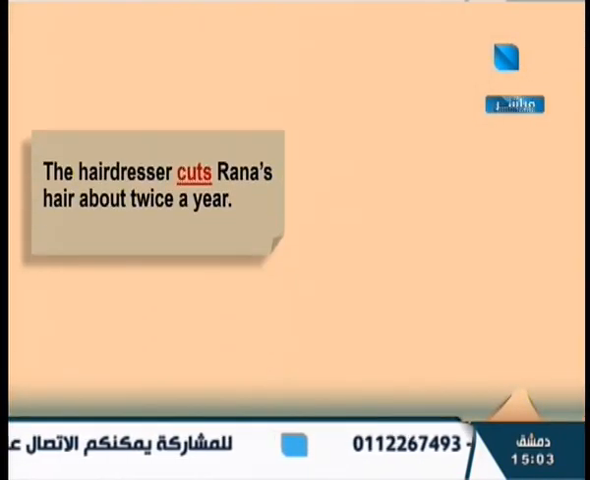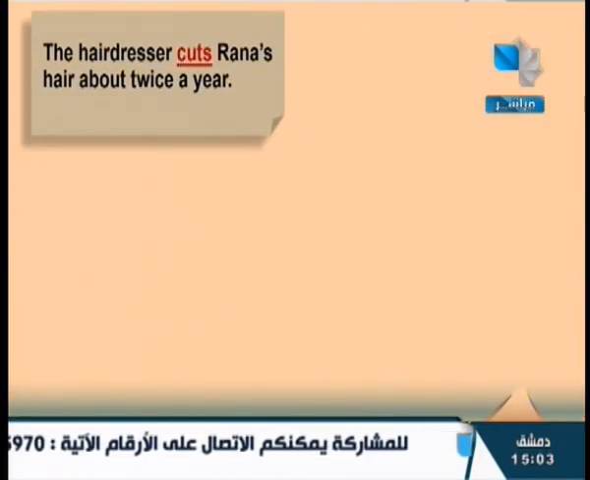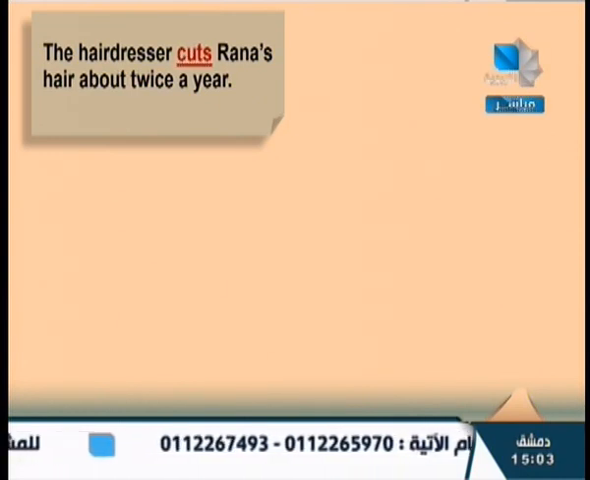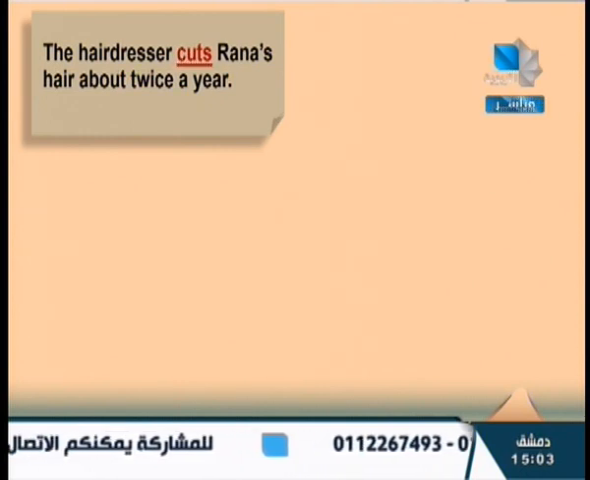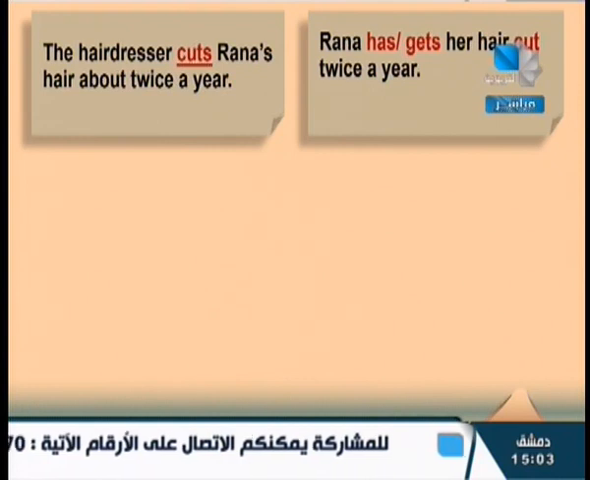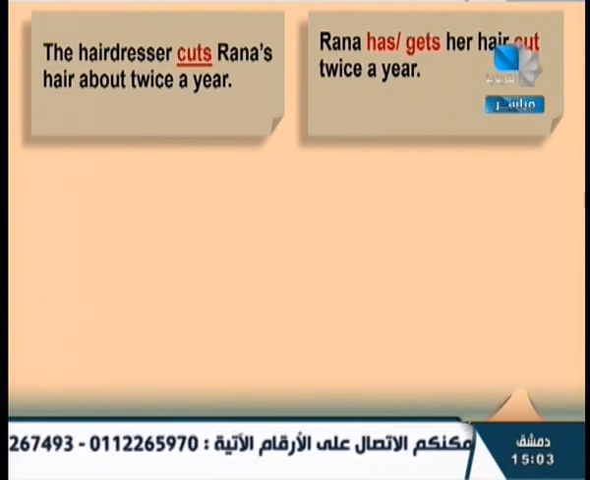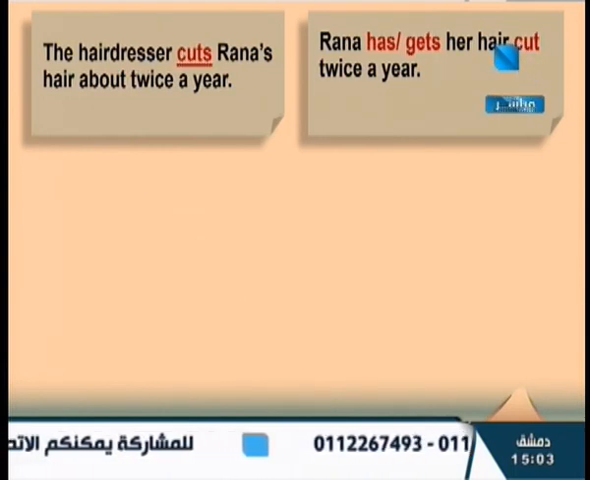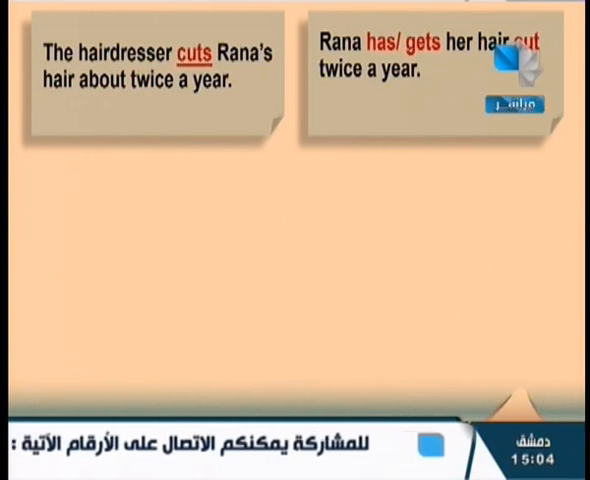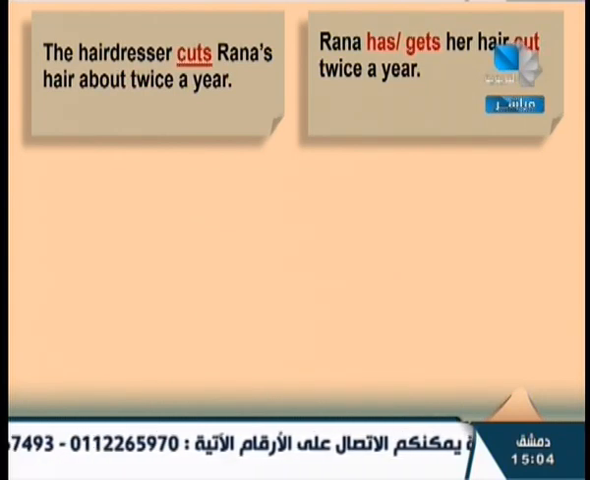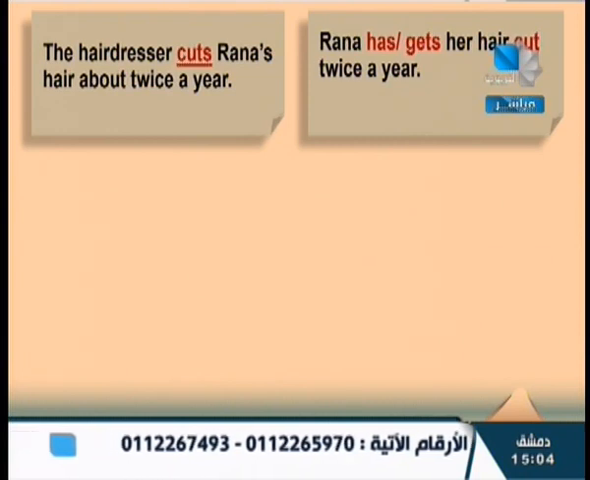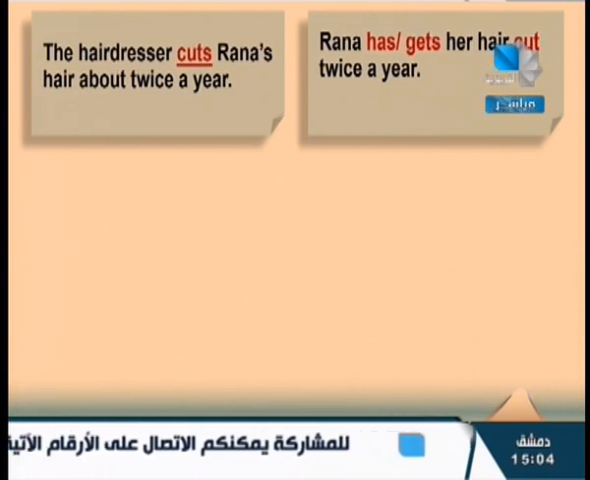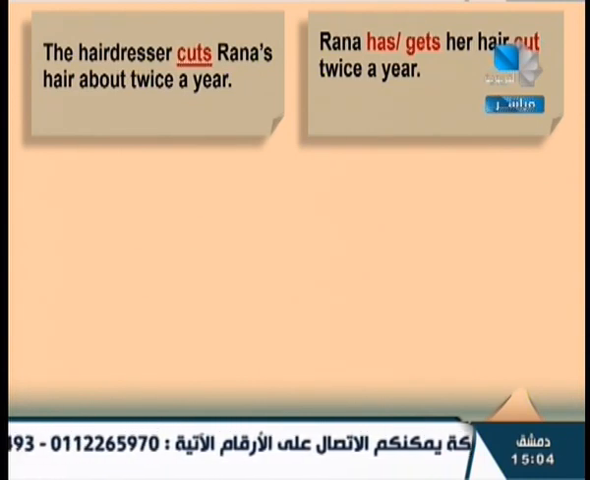Next one, we have the structure of some tenses in the causative form. Let's start with the present simple. The hairdresser cuts Rena's hair about twice a year. If we want to make it a causative sentence, we put Rena first, then the causative verb in the present simple, has or gets. Has is more formal than get. After that, we put the object, her hair, then the past participle of the main verb, cut, twice a year. We can add the agent by using by the hairdresser.